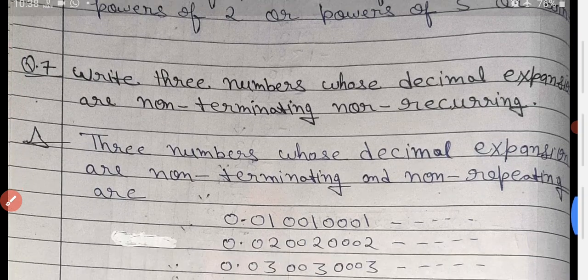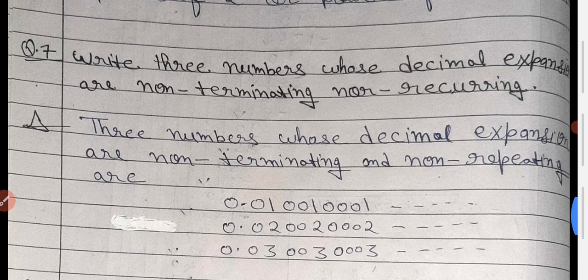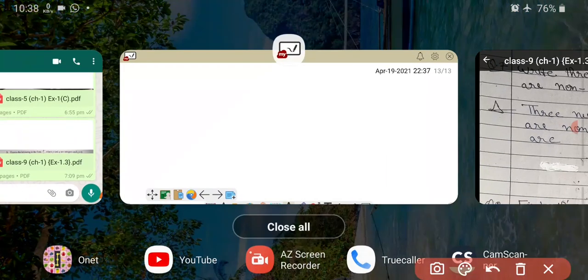Come on, the next question. Write 3 numbers whose decimal expansion are non-terminating and non-recurring. Non-recurring means non-repeating. So you can take a different example, as I told you in basic concept also.